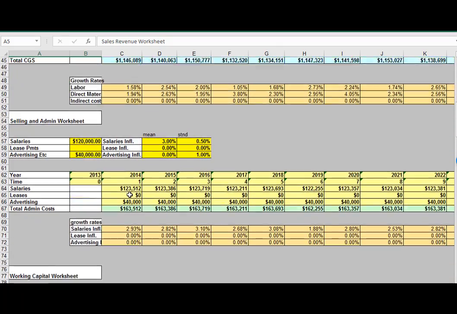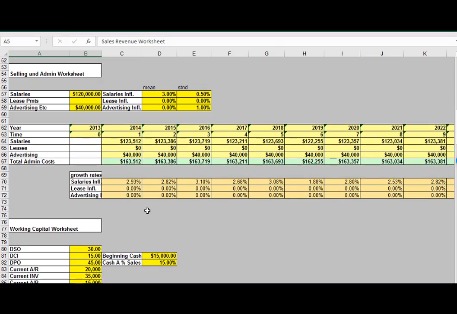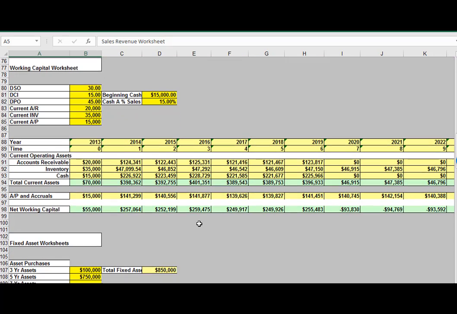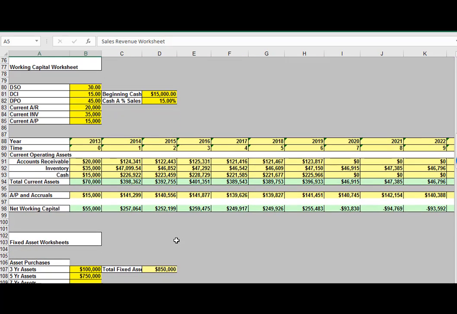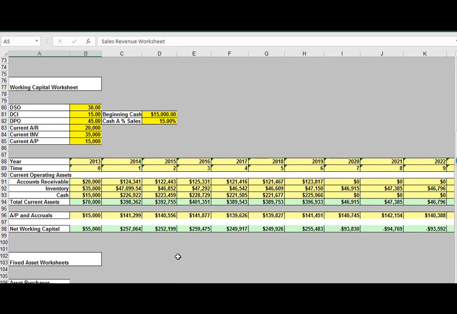We need to have something about the selling and administrative worksheet. Again, here are the growth rates that we have. If you notice here, we still have to put 0 and 0 here so that the formula ultimately works. So we have some variables for selling administration, cost of goods sold. The next things we need to work on then are the assets that we need.